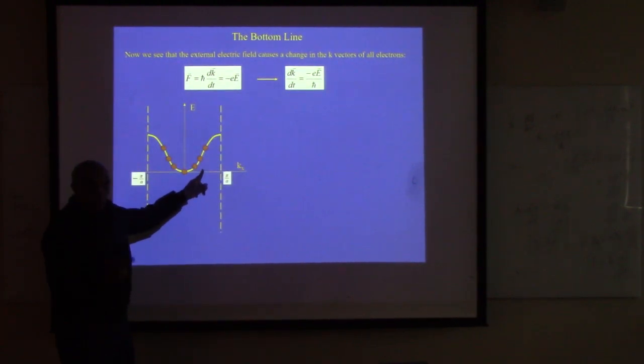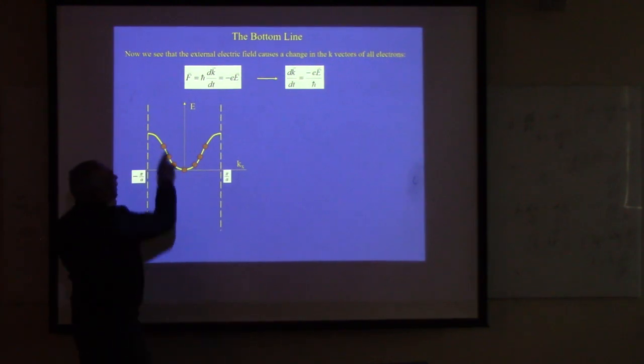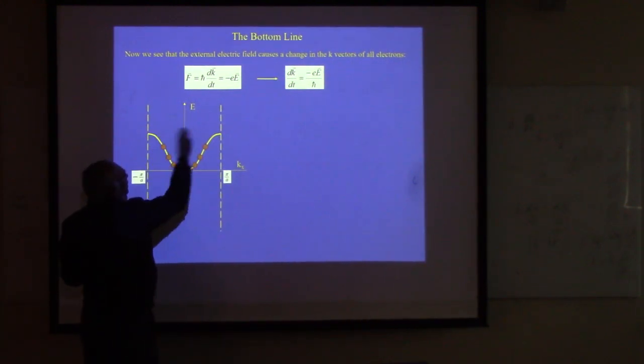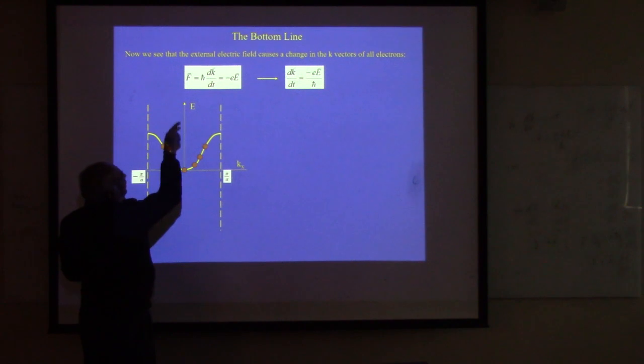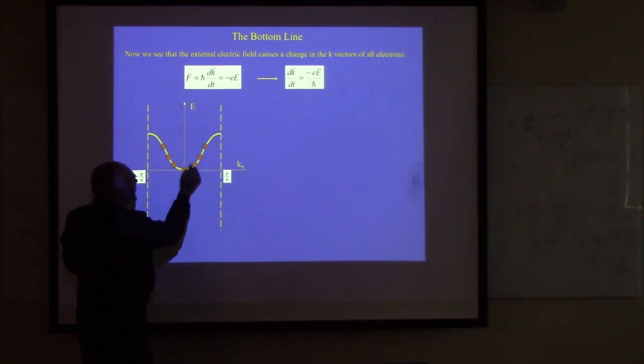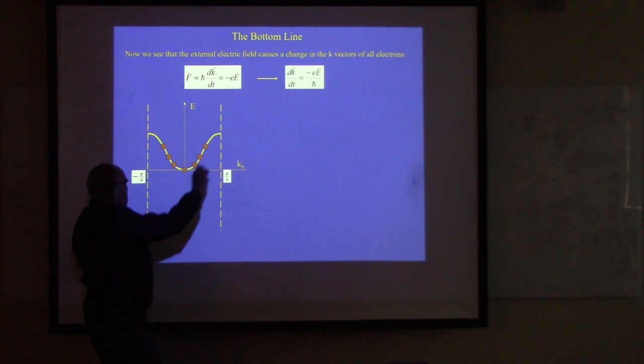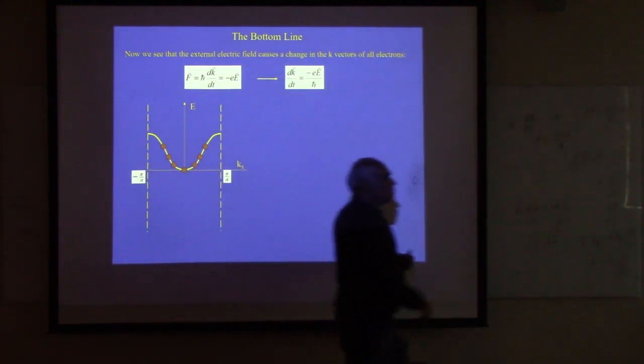Now when you apply an electric field, what happens? That K value will change by dk. Suppose I apply the electric field this way, then dk is going to be in the positive direction. That means after some time this one will move by dk. So all these electrons will start moving in that direction, right? That's for a constant electric field. If it has a time dependence, you can do that too.